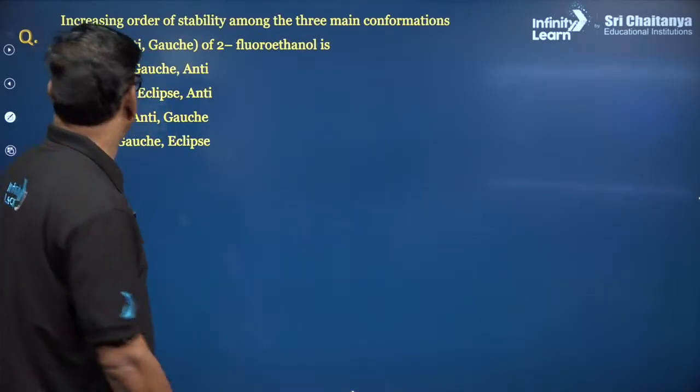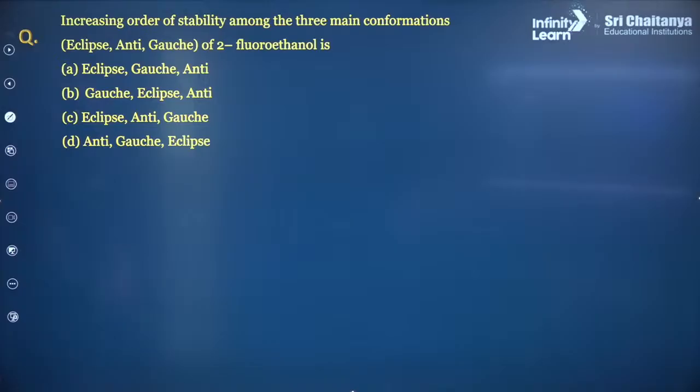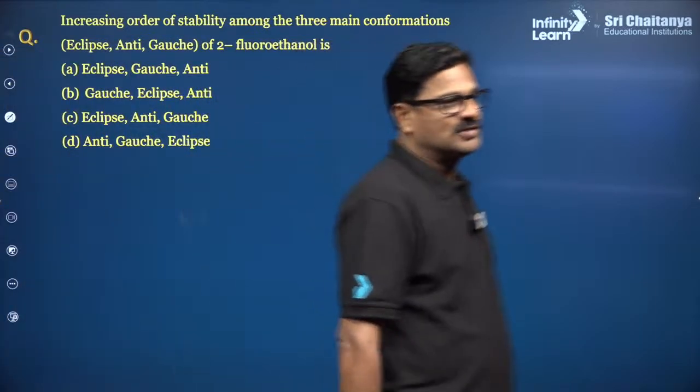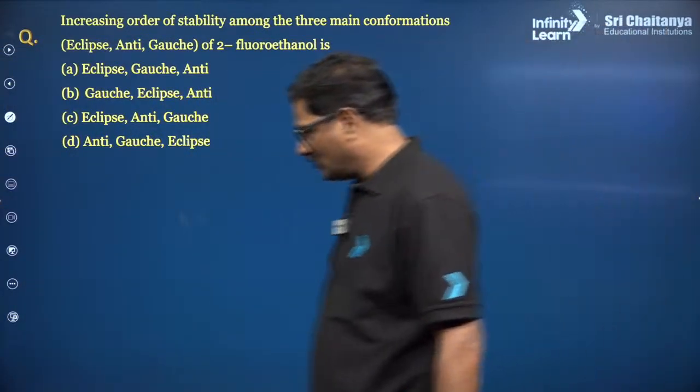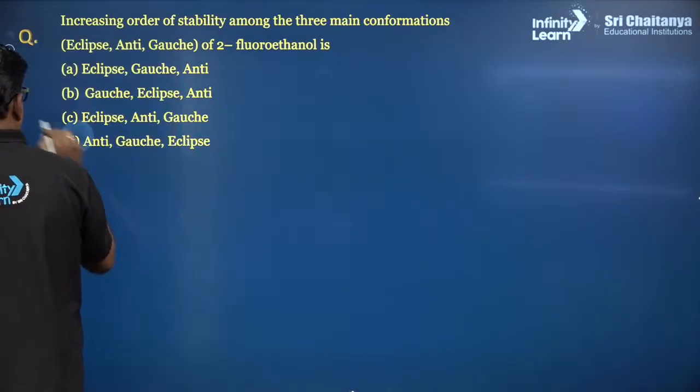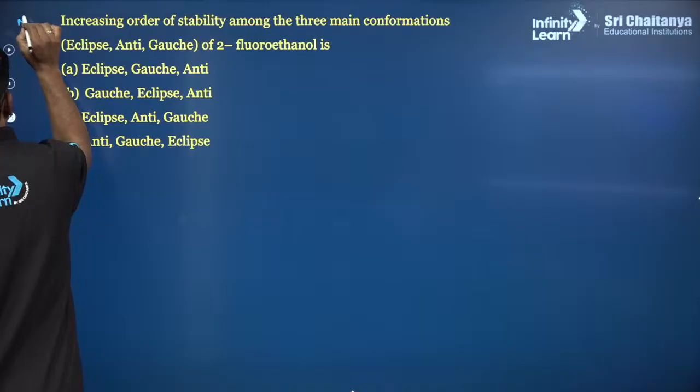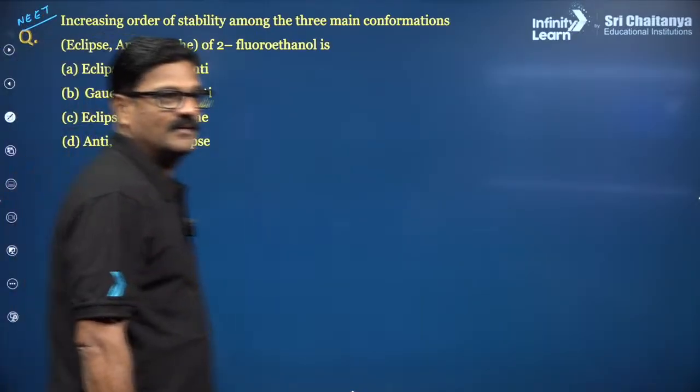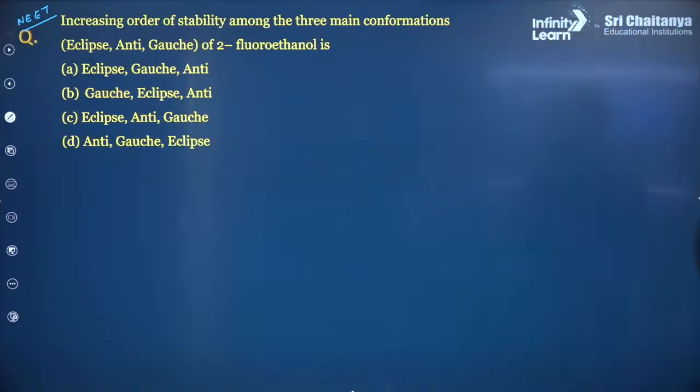Next question for you. In increasing order of stability among 3 main conformers, eclipsed, anti, and gauche of 2-fluoroethanol. It's a very good question. You can expect this same type of questions in the NEET examination as well. Campus gamer, you want to say B?